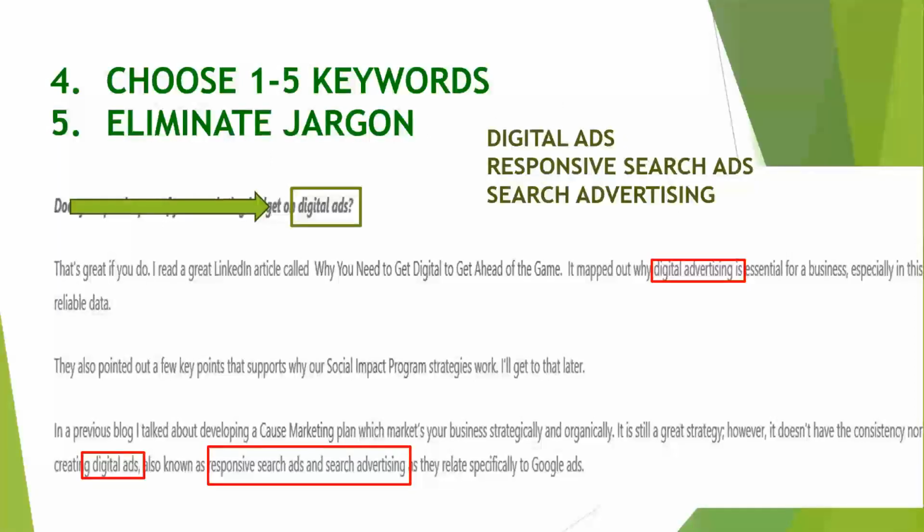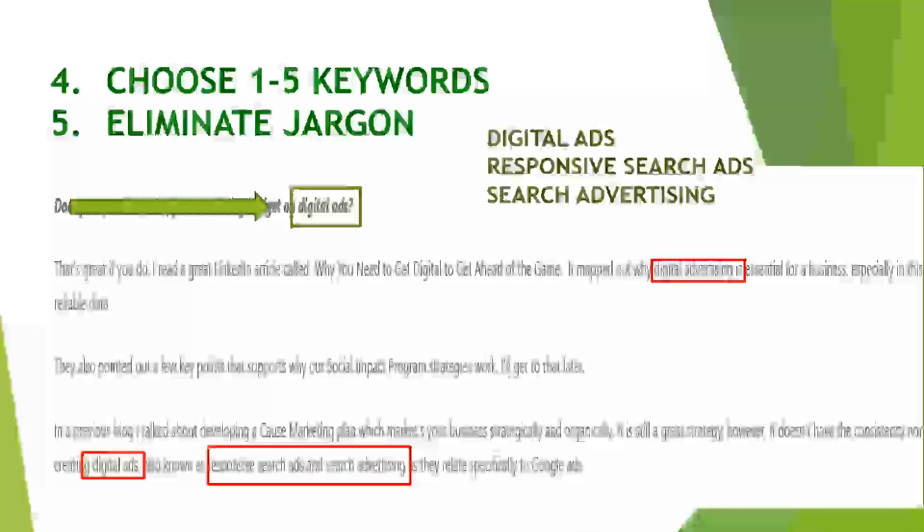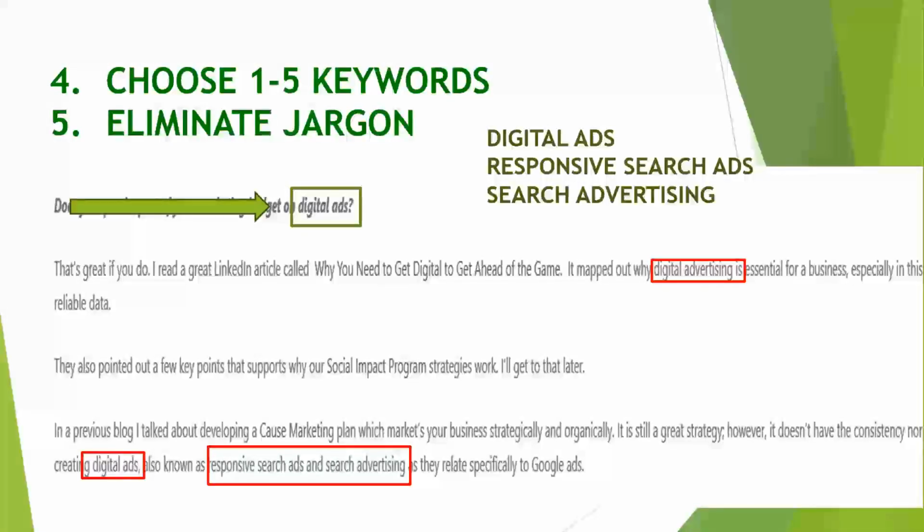For example, in this particular blog, my 3 keywords were digital ads, responsive search ads, and search advertising. It's all related to Google Ad Grants and what digital ads do. And so as I'm talking, even in the top line here with the big green arrow, that's where I first say, do you set a budget for digital ads? That's a keyword. Further down in some other language, I use digital advertising again. Further down, I repeated digital ads. And again, further down, I did responsive search ad and search advertising.